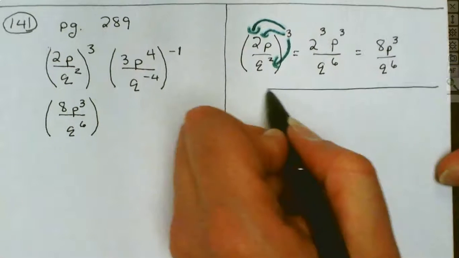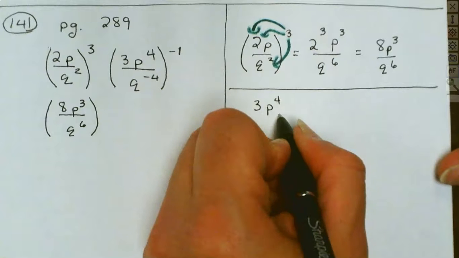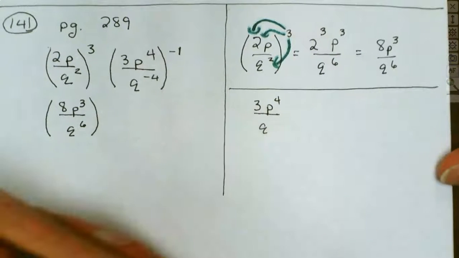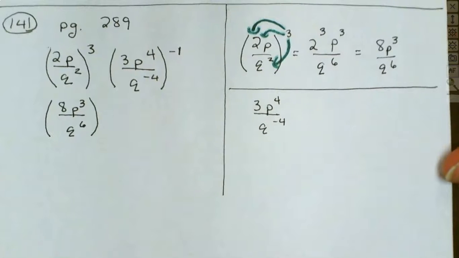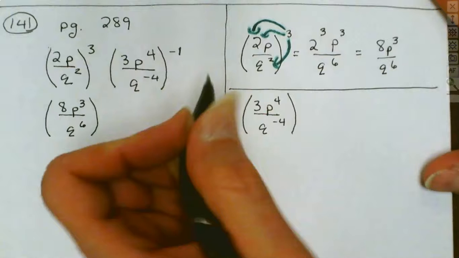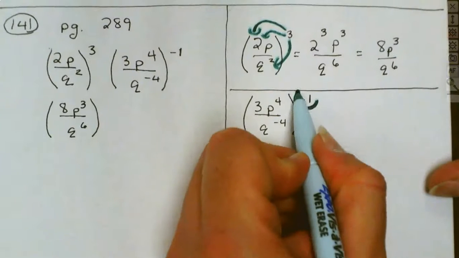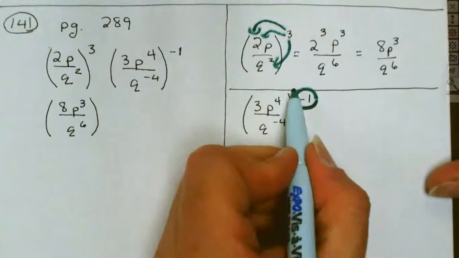Now we're going to do the next one. The next one is 3 p to the 4th over q to the negative 4th power, all raised to the negative 1st power. Whenever you have a negative 1, that's simply flipping over the fraction. So you can just flip it over. I think that that's one more thing to try to remember. So we're just going to distribute that negative 1 through. But whenever you have a negative 1 power, you could simply just invert that fraction.